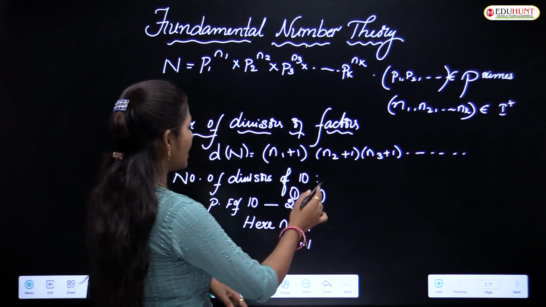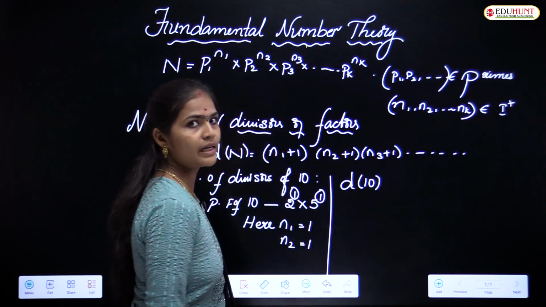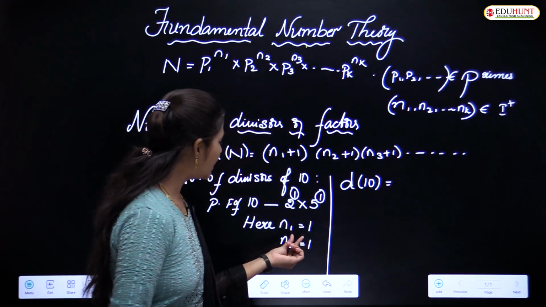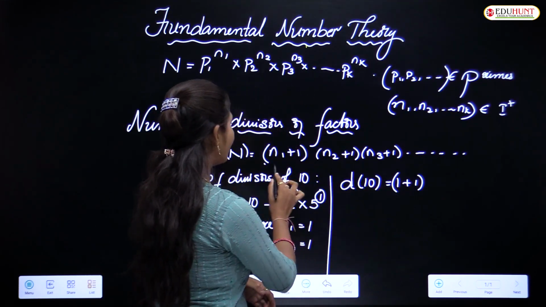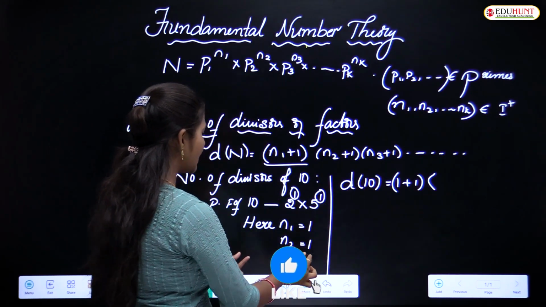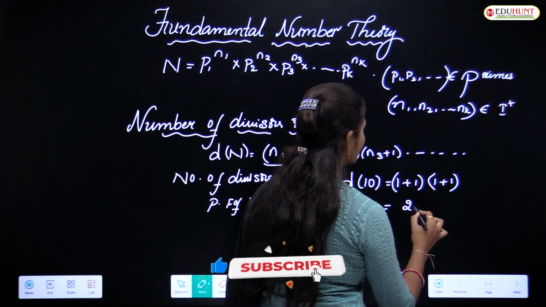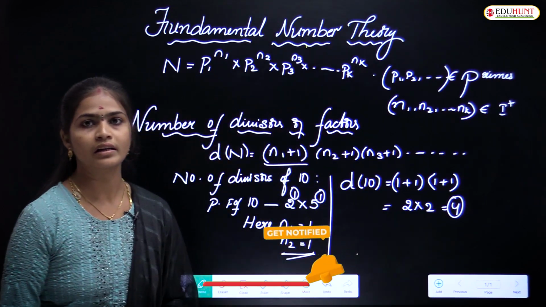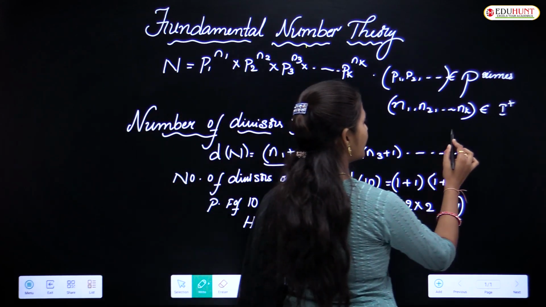Now apply this formula. The number of factors of 10 we need to find. It is equal to n1 plus 1, that is 1 plus 1, into n2 plus 1, that is also 1 plus 1, which is 2 into 2, equal to 4. So there are 4 divisors in all. So 10 has how many divisors? 4 divisors.